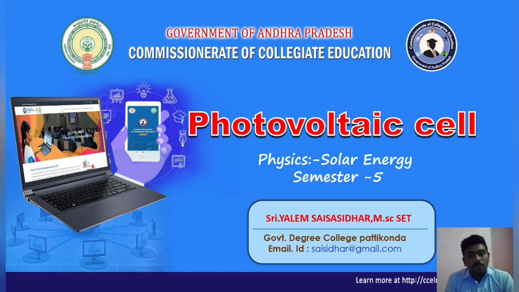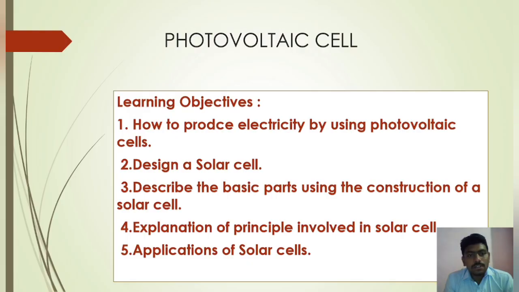So before going to the photovoltaic cell, these are the learning objectives. First, to go deep into the photovoltaic cell, we have to understand the concept of a cell. In terms of physics, a cell is defined as an electrical device. All of us know a cell is an electrical device. It converts chemical energy into electrical power. This is the first basic concept about the cell.